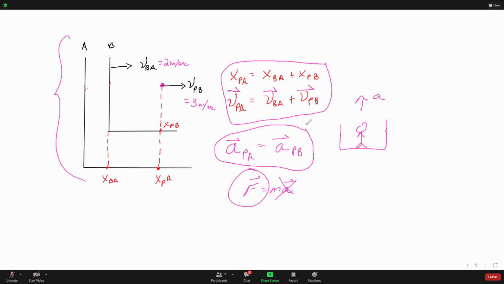All right. Does anybody have a question on relative motion?